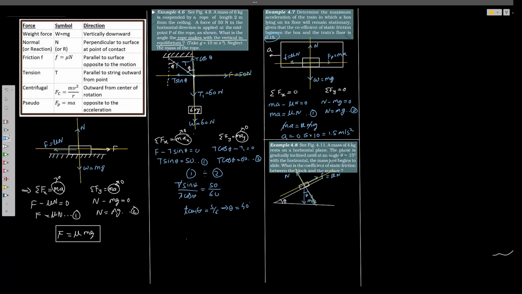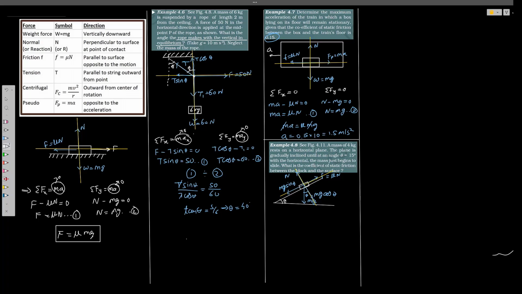So we have to create components. This component will be cos or sin? Cos. This will be mg cos theta. And remaining force will be mg sin theta. Very good. Now, next step, equation.